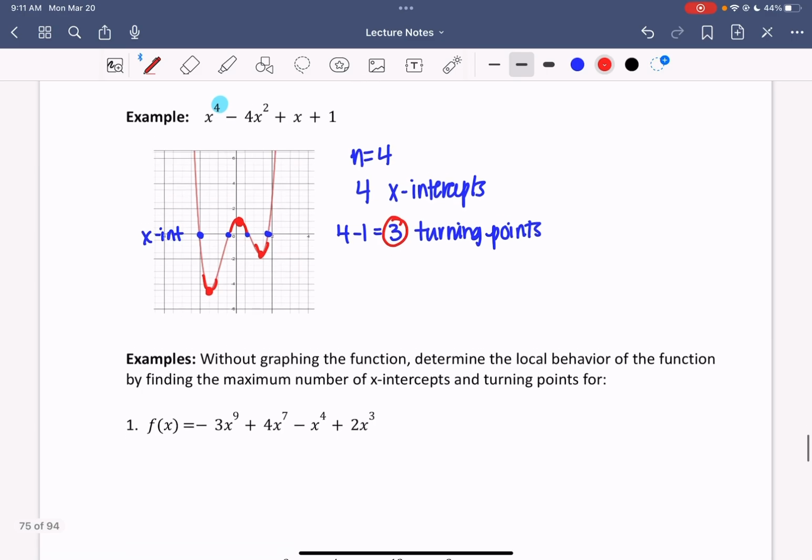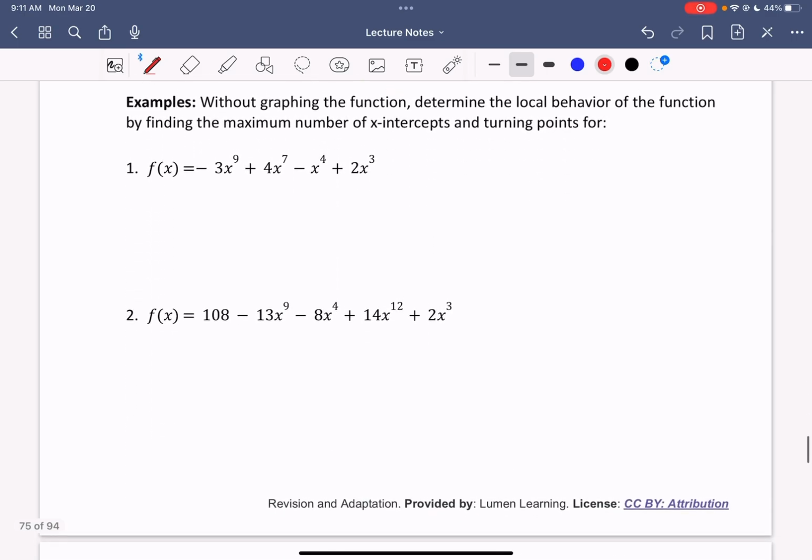Let's continue these examples and applications. It says, without graphing the function, determine the local behavior of the function by finding the maximum number of x-intercepts and turning points. So again, we're just looking at the equation and pulling information. Just like with degree and leading coefficient, I have to find that lead term. So here's my lead term, and here's my degree. Since my degree is 9, I'm going to have at most 9 x-intercepts. And we'll do 9 minus 1, so 8 turning points.